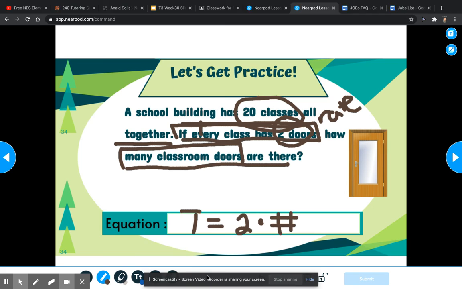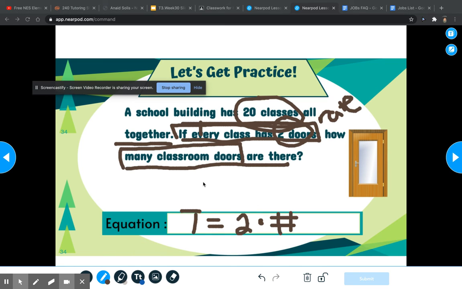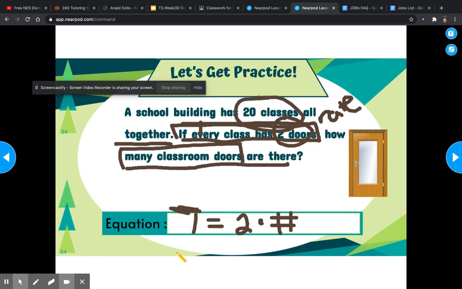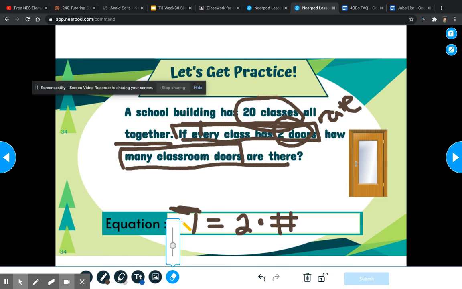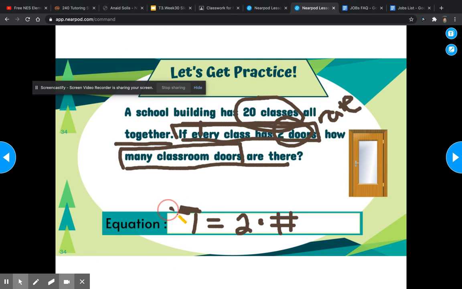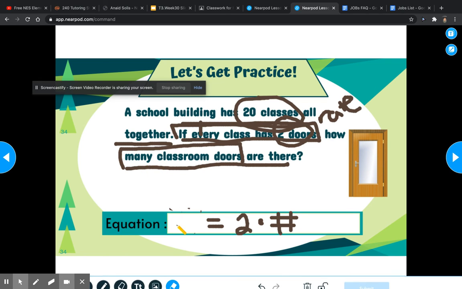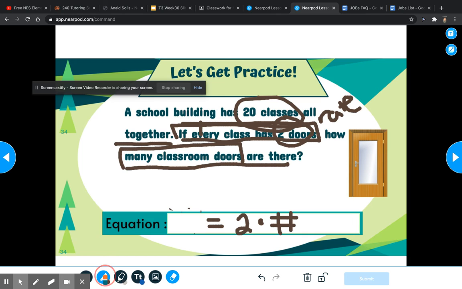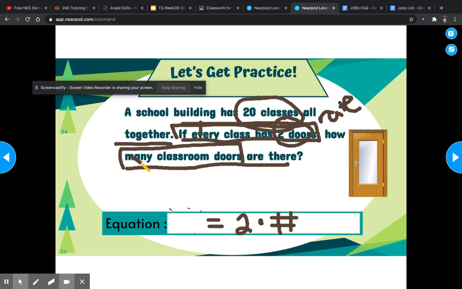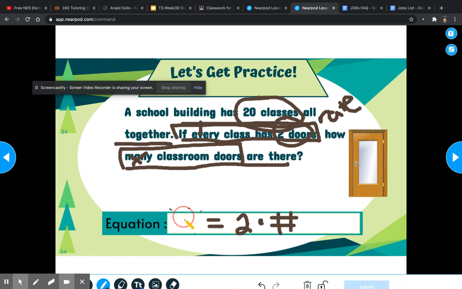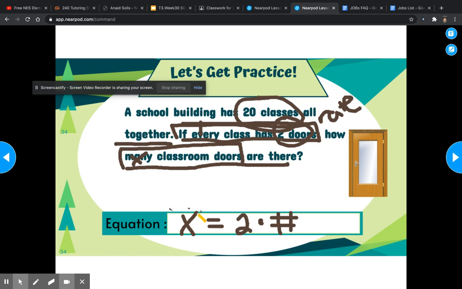So that was the mistake that we made. We thought that the total was the 20 classrooms altogether, but it was just saying that altogether in that building there's 20 classes, but that's not the total in this problem. The total in this problem is the total amount of doors after you do the math, which in this case we don't really know, and we're not solving. So it would be x because it says how many.